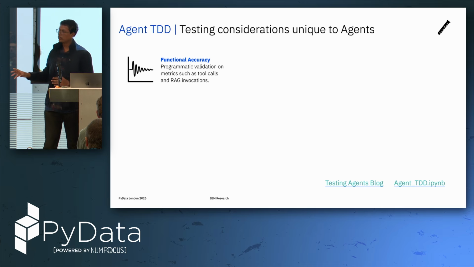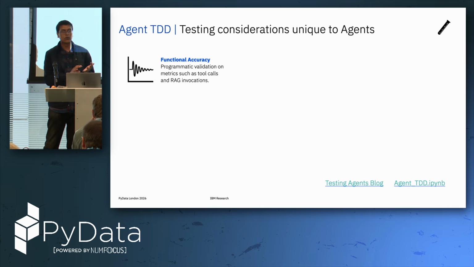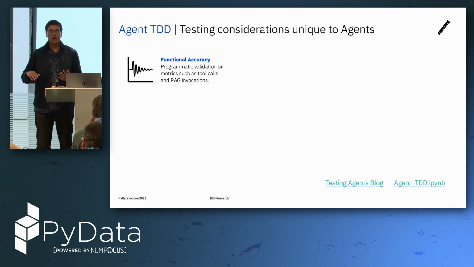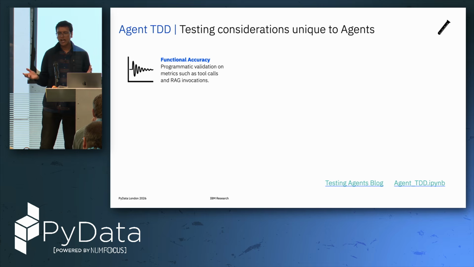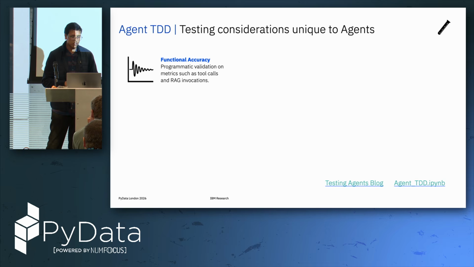So the first is functional accuracy. So programmatic validation on, hey, is my agent calling the right tool in the right way, in the right step? And then is it doing the right next thing after? All of that can be programmatic validation of what tool did it select, what parameters did it use, what next tool did it select, for example.